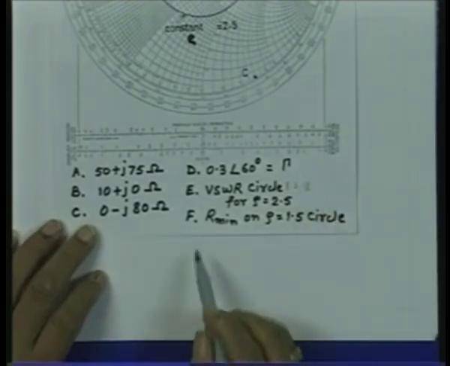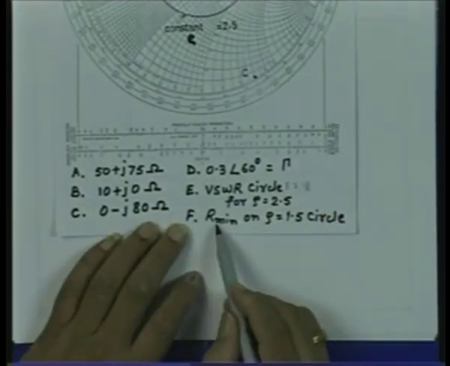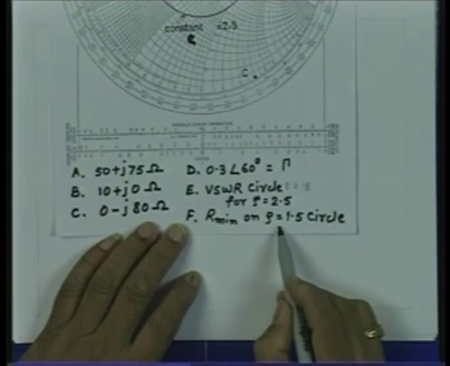The next thing we want to find out is r min seen on a constant VSWR circle of 1.5.